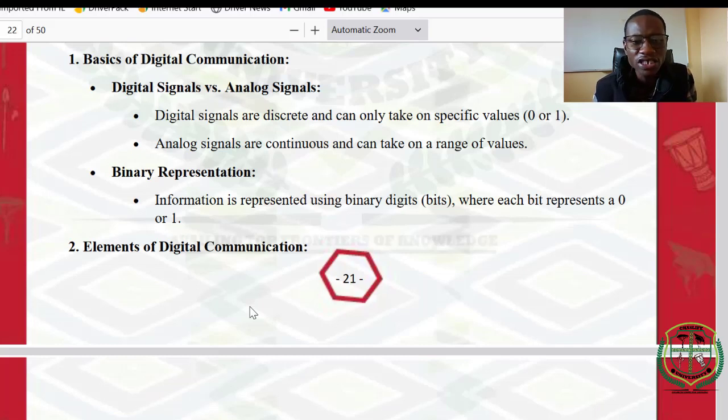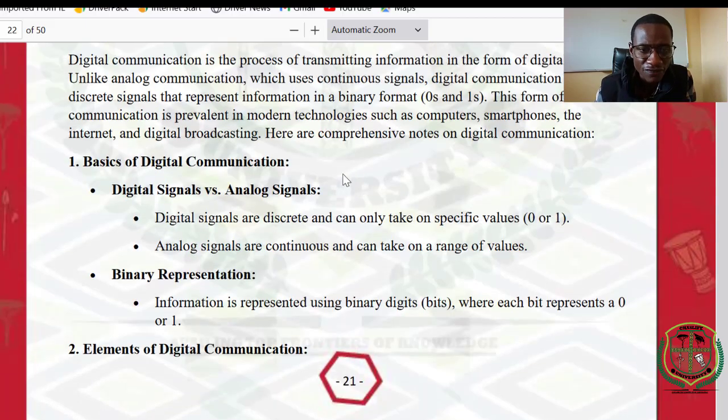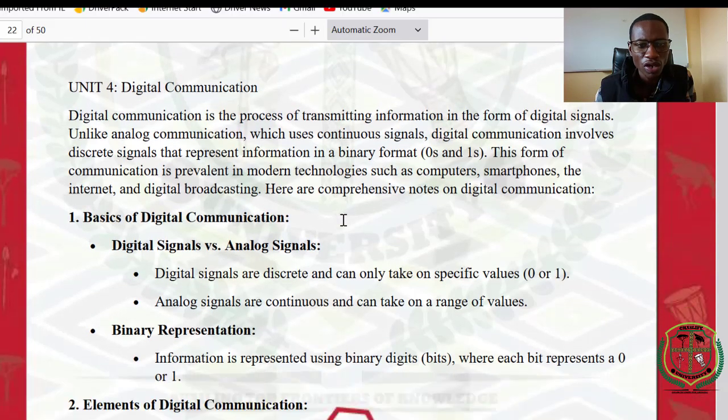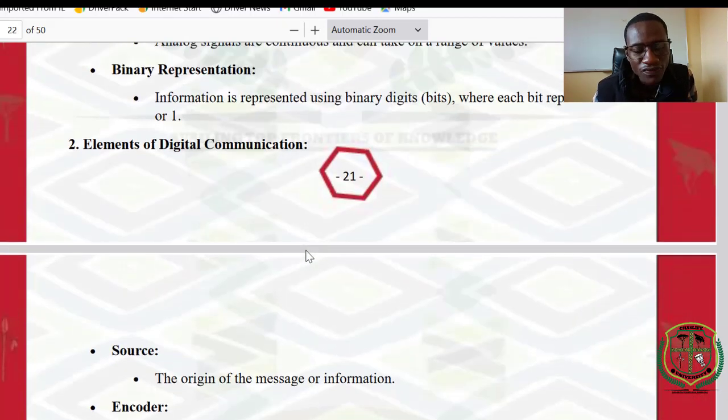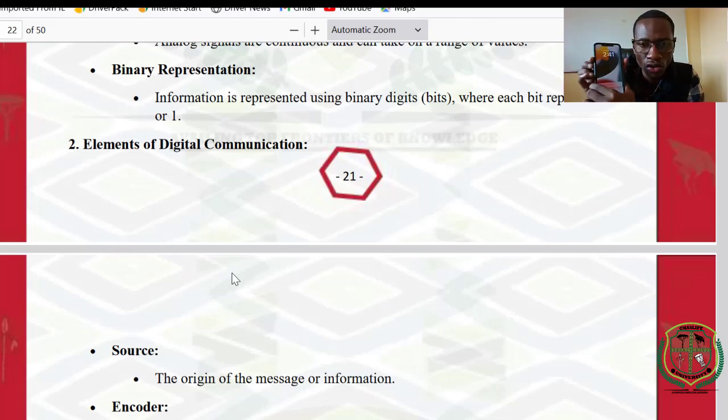The first thing we looked at is the basics of digital communication. The second one is the elements of digital communication. What are some of the elements of digital communication? How do you end up receiving a message on your phone? The smartphone, as you may see, communicates in numbers, in bits, because this is an example of a digital transfer of information. This one purely uses digits.